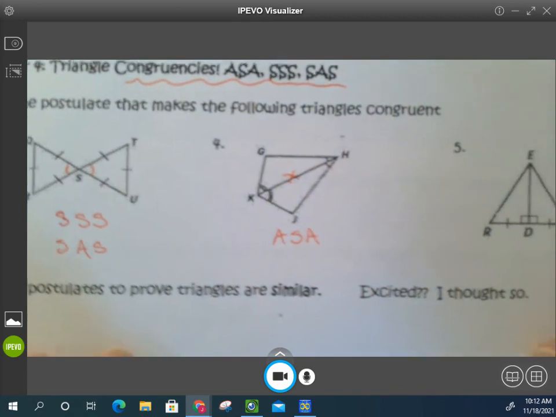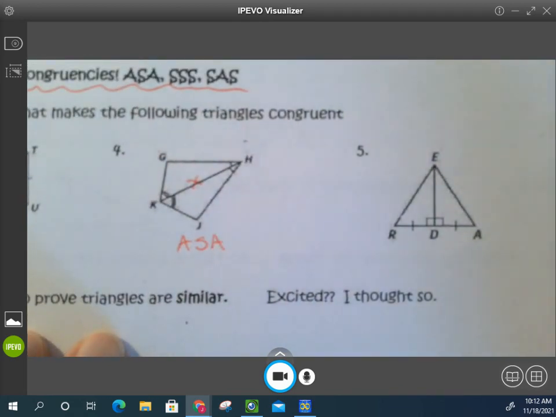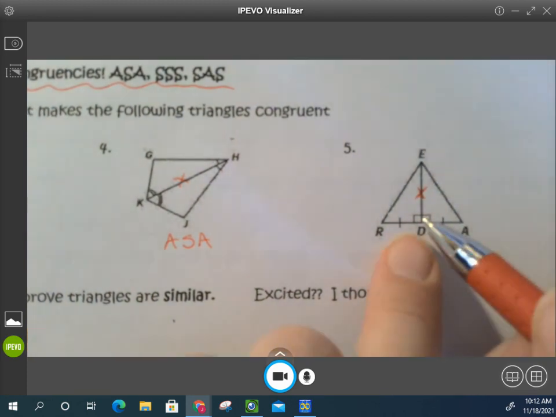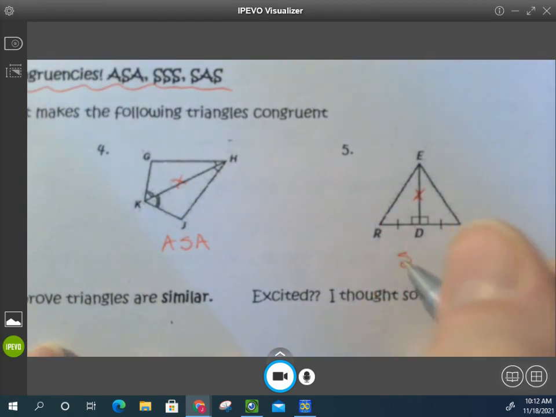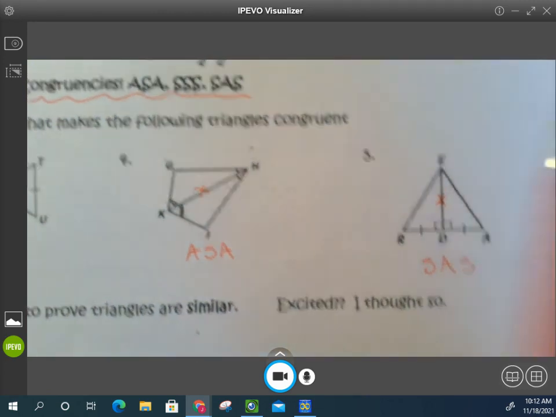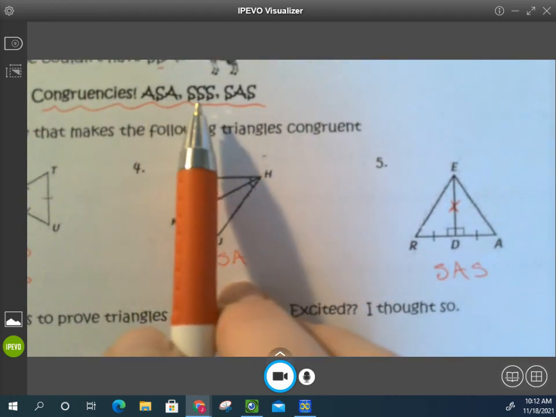Okay, how about number 5? So now that we've just talked about this, these share a side. So anytime they share a side, it's congruent to itself. And you see the included angle. Side, angle, side. Okay, so those were triangle congruencies. We have congruent sides, we have congruent angles, and it has to be the appropriate grouping.